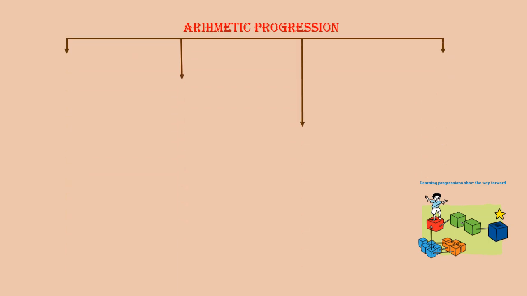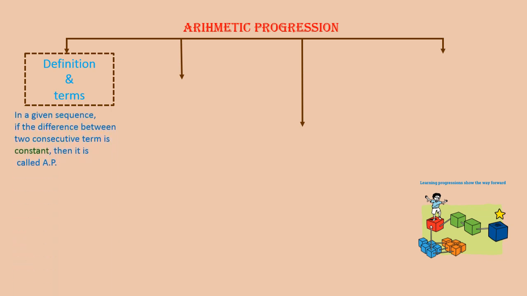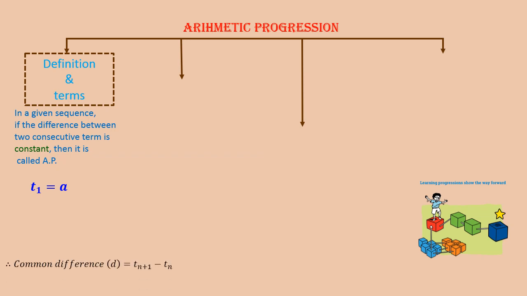Let us go for arithmetic progression. It is divided into four parts. One is the definition and the terms. In a given sequence, if the difference between two consecutive terms is constant, then it is called an AP, where T1, the first term, is also equal to a, and the common difference we find by T2 minus T1, or we can say Tn plus 1 minus Tn.